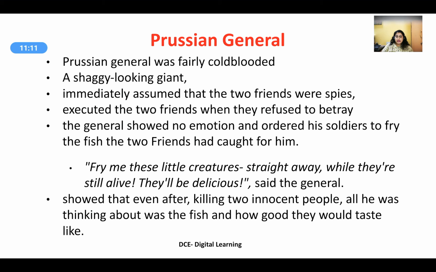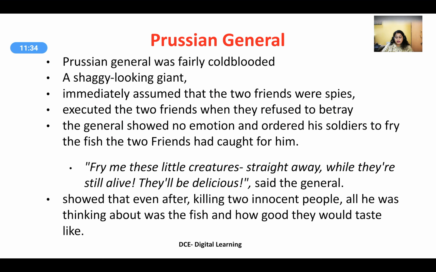That is obvious as the war has been going on for a lot of time. Maybe personal hygiene has not been given importance to. When this Prussian general comes to that spot and he sees the two friends fishing, he doesn't even give them a chance to explain themselves. He immediately assumed that the two friends were spies. He executed the friends when they refused to betray.